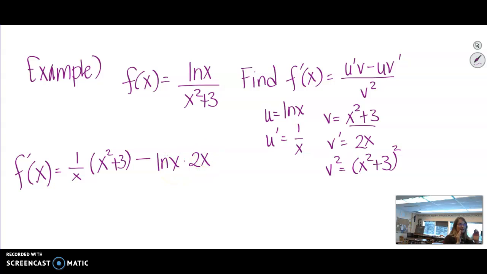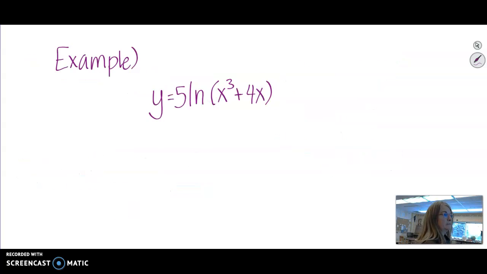Now be careful, the argument of the natural log there is just x, and then you're multiplying that by 2x. So sometimes I'll just move that 2x to the front so it's not confusing. And then this entire thing over v squared, which is x squared plus 3 quantity squared. So there's your derivative. You could clean it up maybe a little bit, but there's not a whole lot that's going to simplify in here, so I'm just going to leave that for now. That's just algebra skills from there. So let's look at another one.